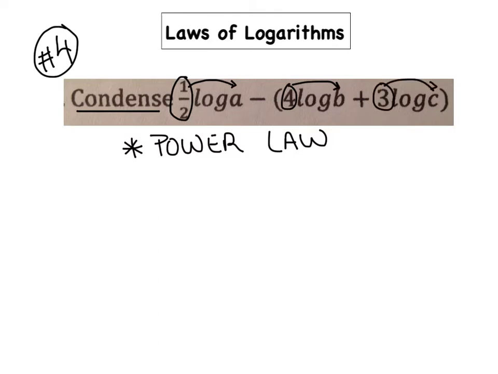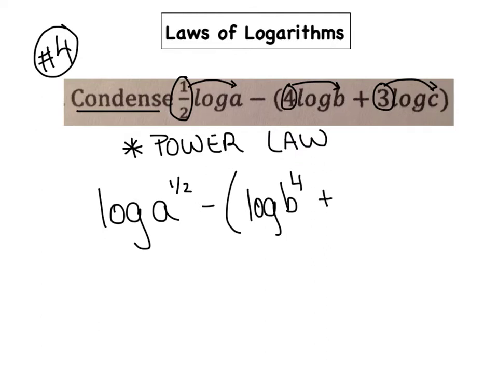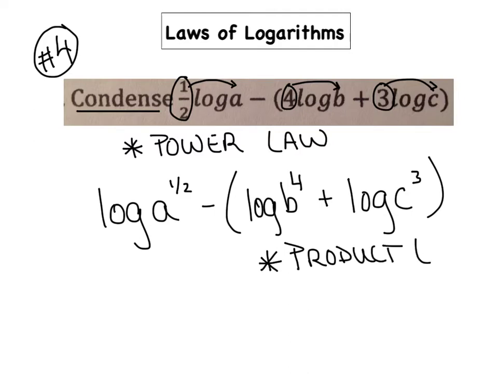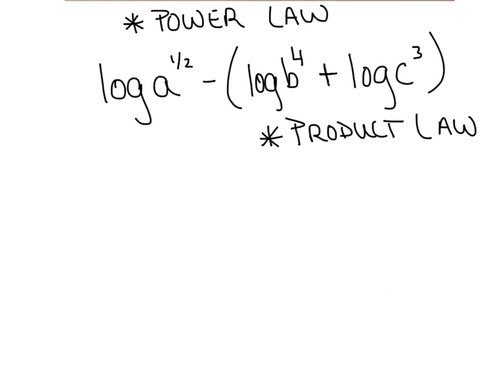So we're going to take nice baby steps here, and I'm going to just say the log of a raised to the 1/2 power minus the quantity, log of b raised to the 4th power plus the log of c raised to the 3rd. I think sometimes we get ourselves in trouble by trying to bite off more than we can chew all at once. So just want to take some baby steps here. Now what I'm going to do is I'm going to clean up what's inside parentheses here, and I'm going to use the product law. All right, and the product law basically says that addition is going to morph into multiplication.